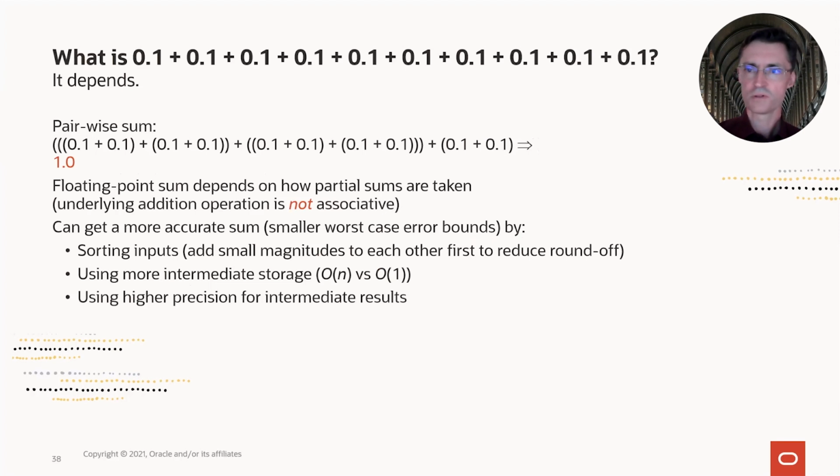So if there are multiple orders we could do the summation in, how can we pick the best one? Are there ways we can get more accurate summations than others? And there are. We can sort the inputs, adding the small magnitudes to each other first to reduce round off. We can also use more intermediate storage, and we can use higher precision for intermediate results. Again, usually using more precision for intermediate results gives you a more accurate answer at the end.